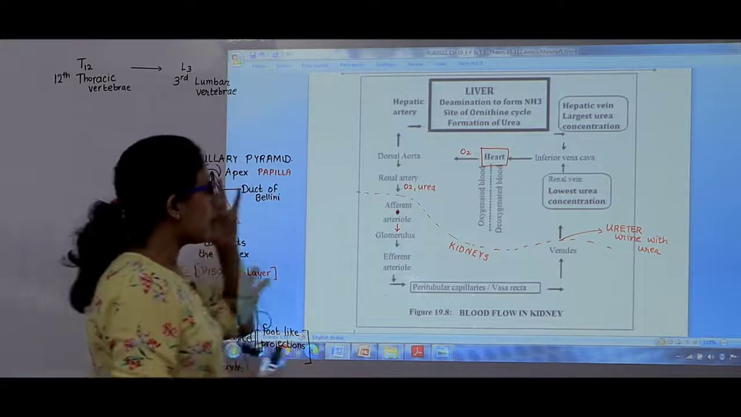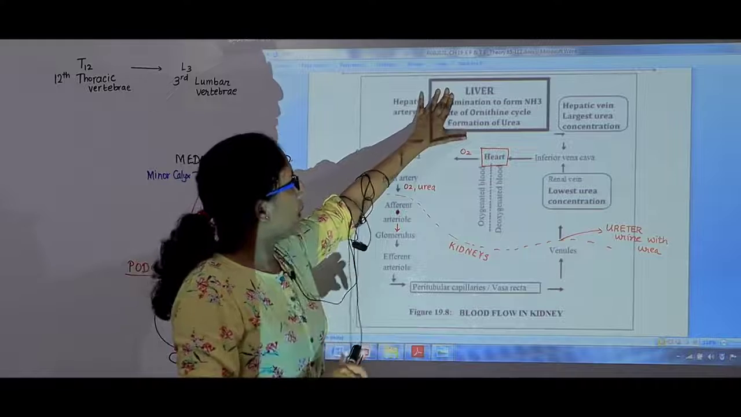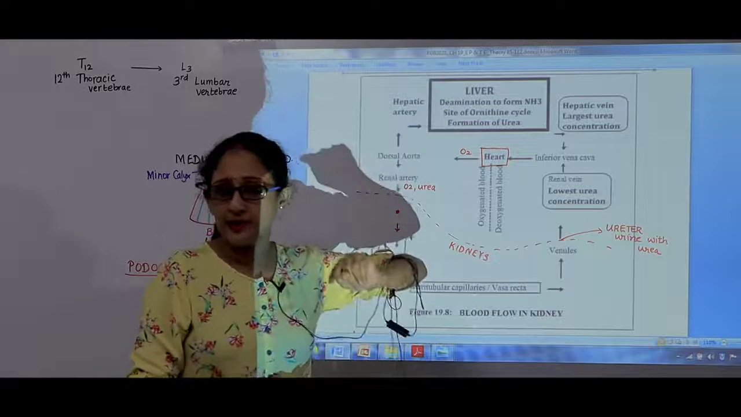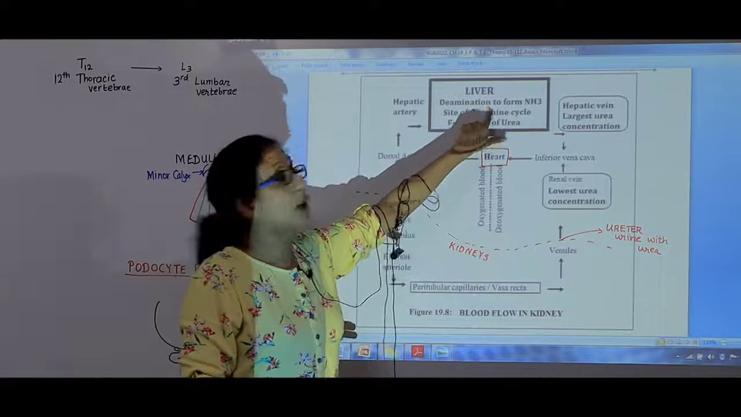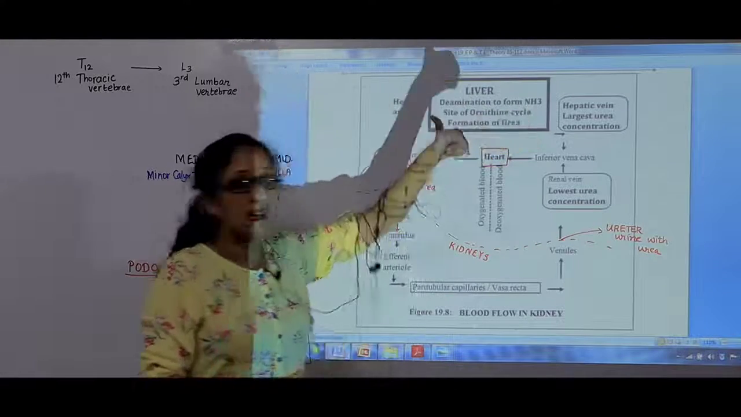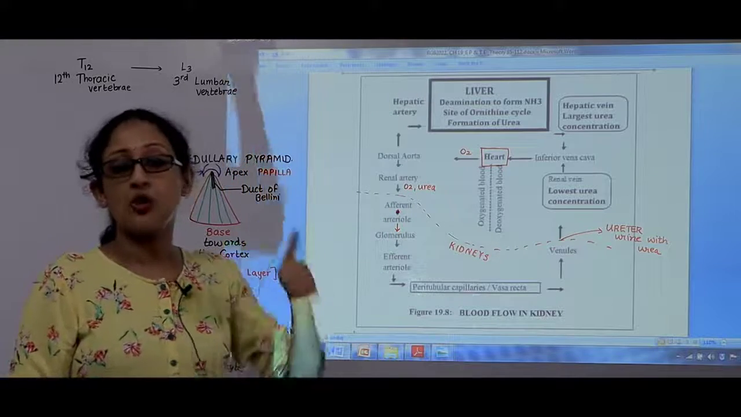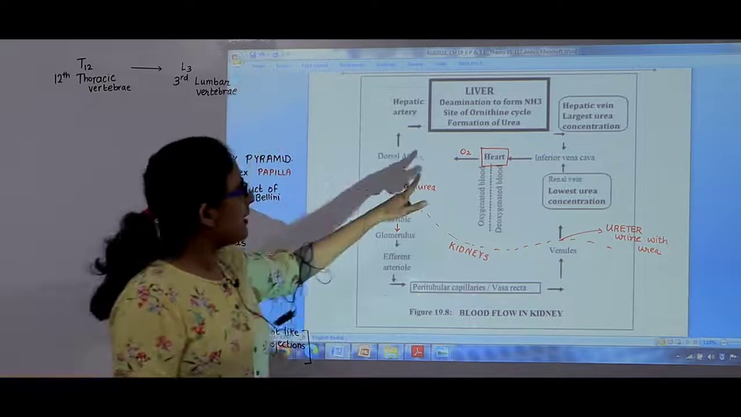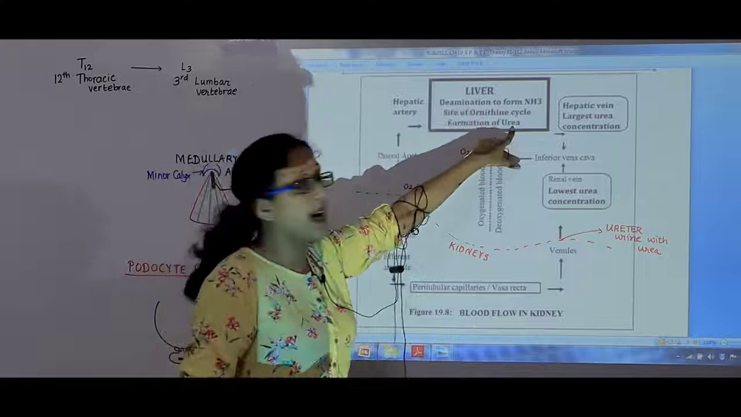So let's consider what happens in the liver. In the first lecture itself, I told you that proteins break down to form amino acids. Amino acids will undergo deamination to form ammonia in the liver. So the liver is so important. First step is deamination, which occurs in the liver. Second, that ammonia then goes into the ornithine cycle and makes urea.